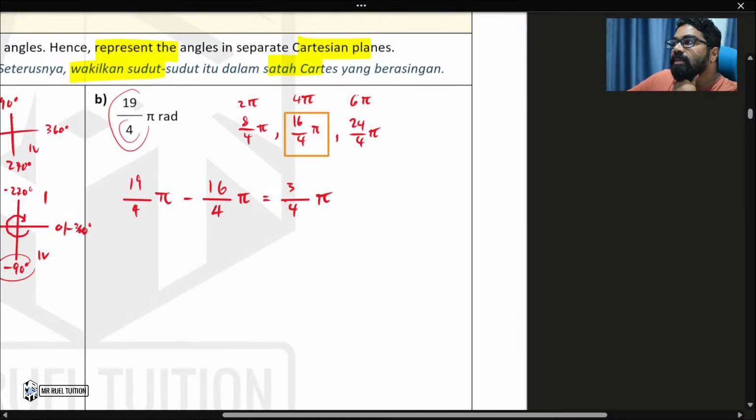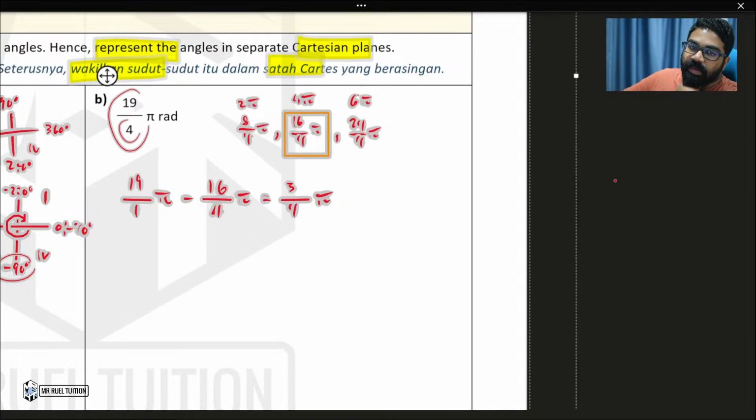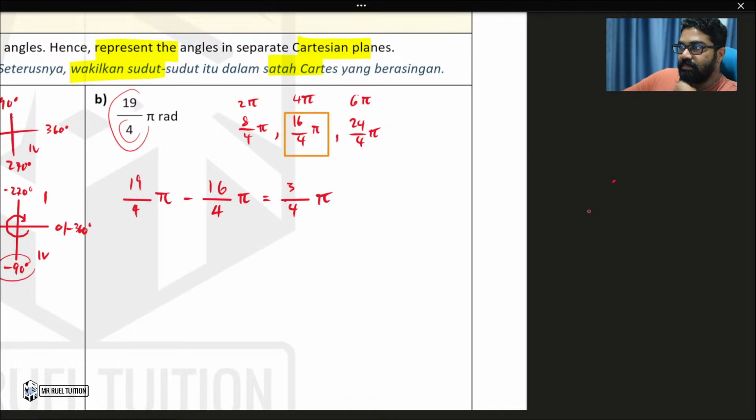Okay. Right? Where is 3/4 pi? 3/4 pi ini berapa darjah? So, pi over 4 is what? 45, isn't it? 45 darab 3. What is that? 135. See?